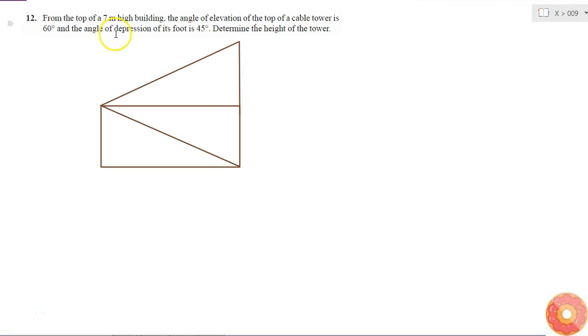From the top of a 7-meter high building, the angle of elevation of the top of a cable tower is 60 degrees, and the angle of depression of its foot is 45 degrees. Find the height of the tower.